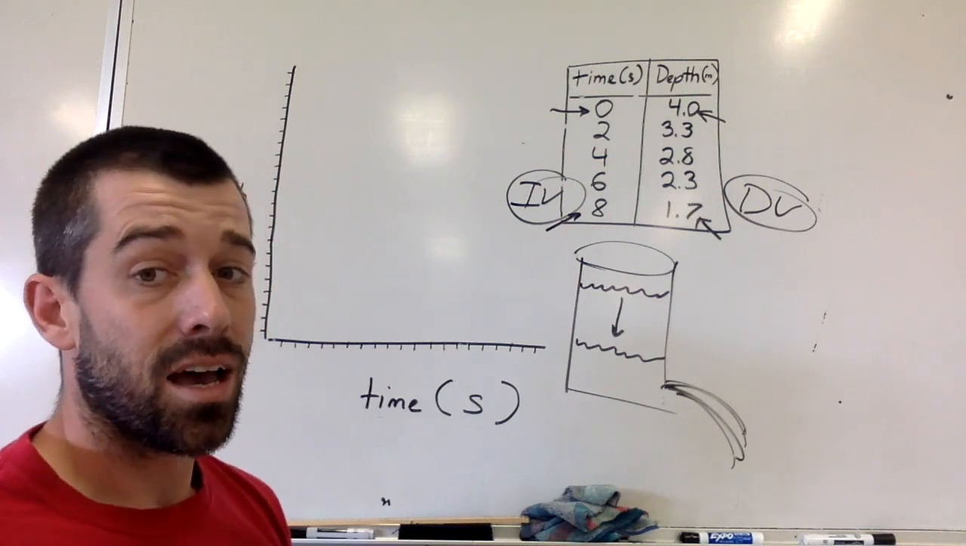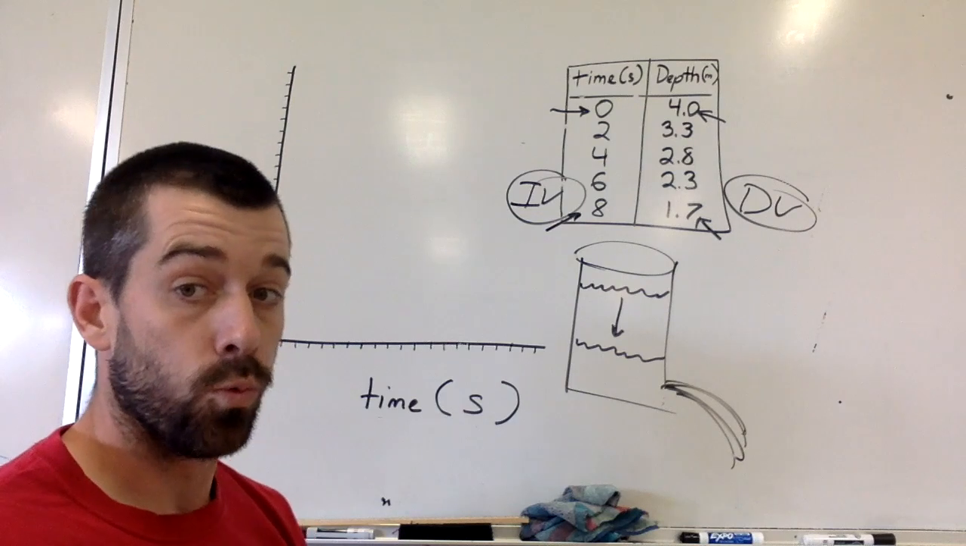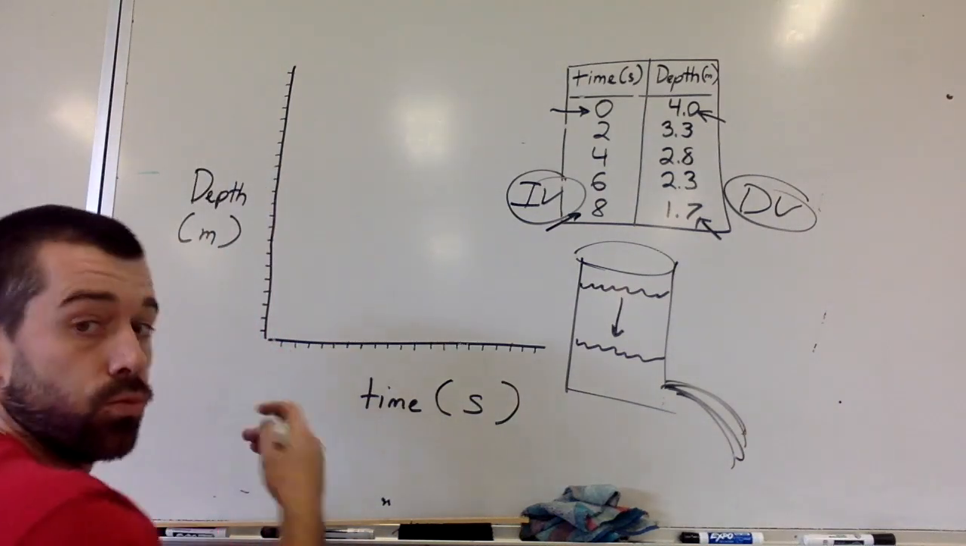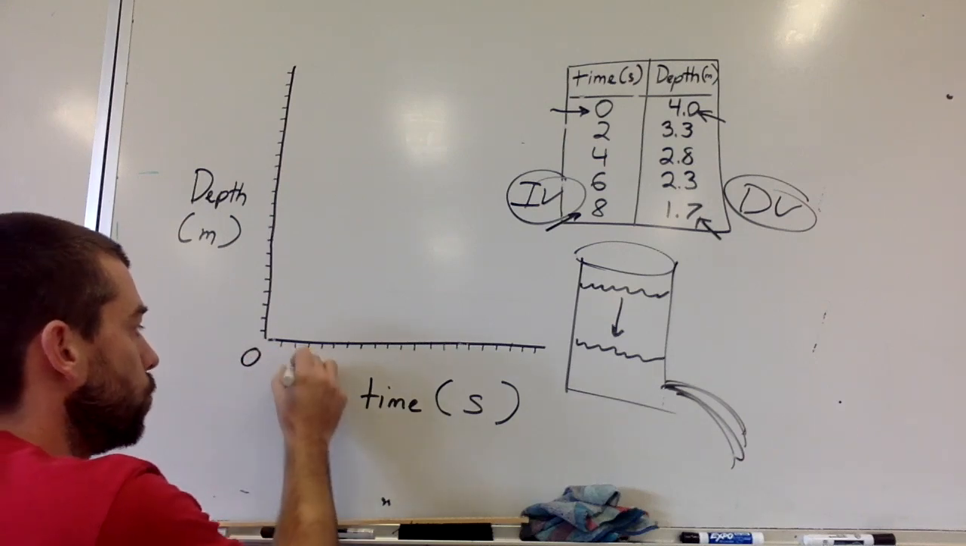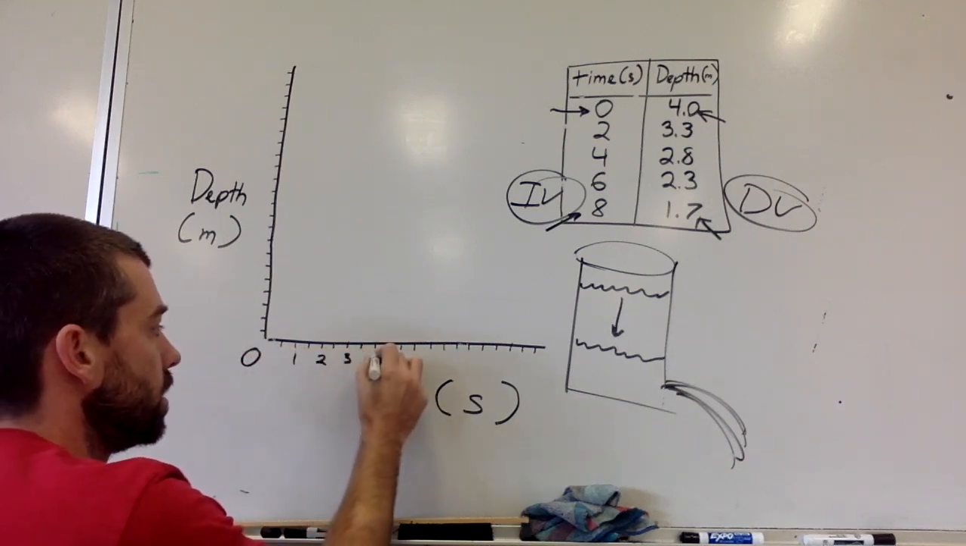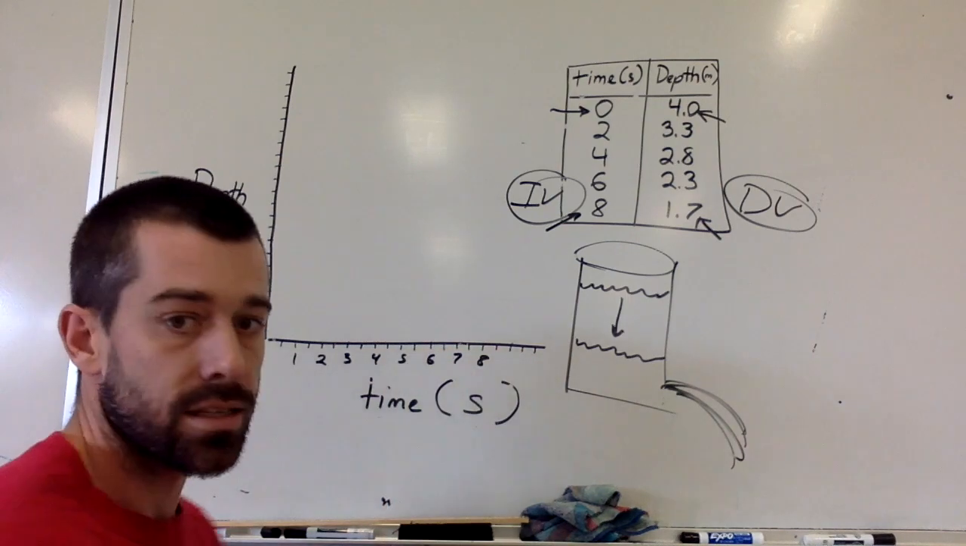That's pretty easy. I could go by 2s. I'm going to go by 1s in this case, just to space that data out. I have enough room to do it. So I'm going to go 1, 2, 3, 4, 5, 6, 7, 8.